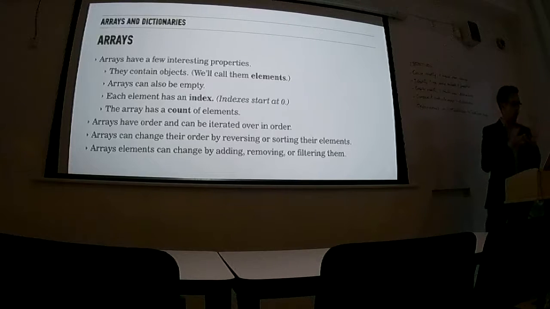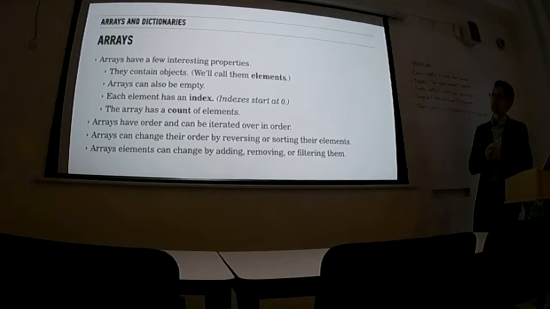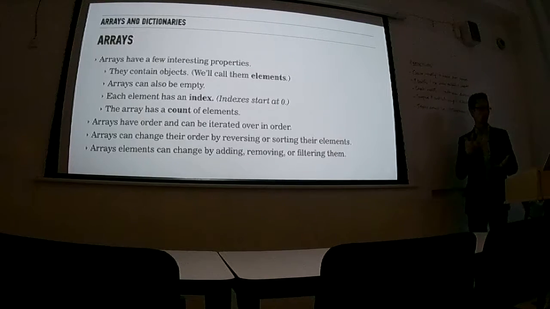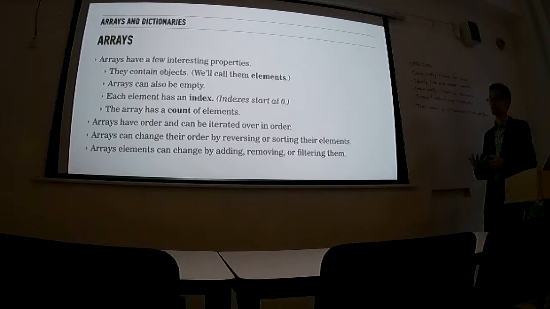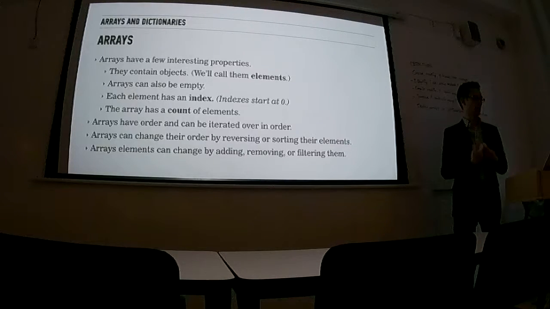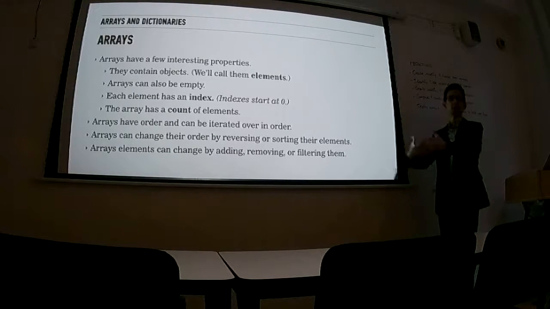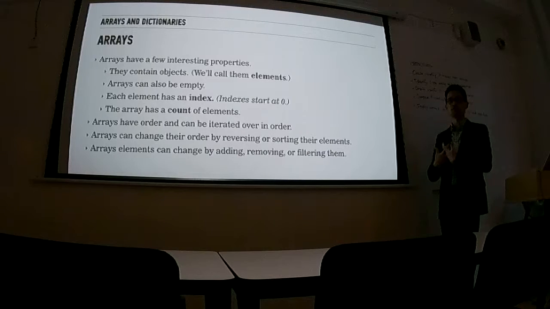So just to get your mind around the semantics of arrays, they contain objects that we call elements. So they can be empty. Even if they're empty, they have to have a type. Each element has an index associated with it, which is a whole number starting with 0 that refers to a single element in the array. We can say that an array has a count of elements, so we can ask the array, how many elements do you have inside of you?